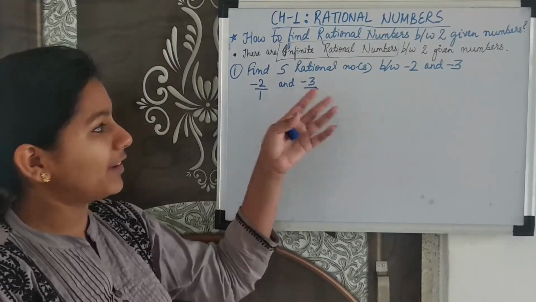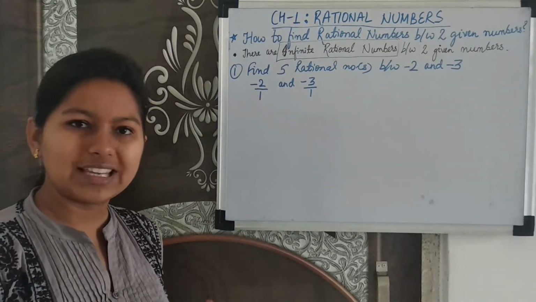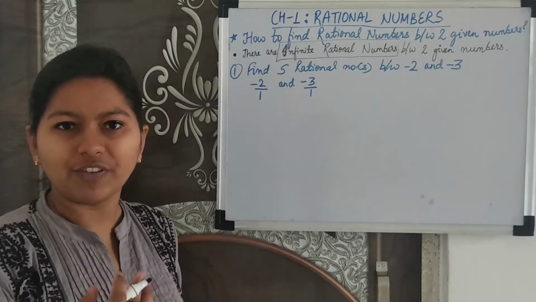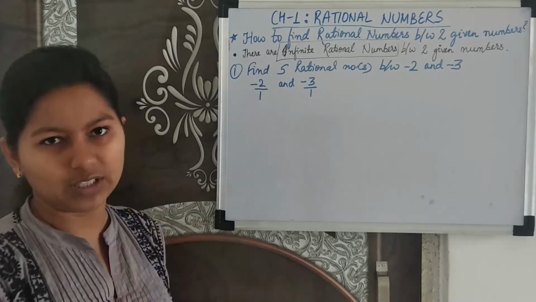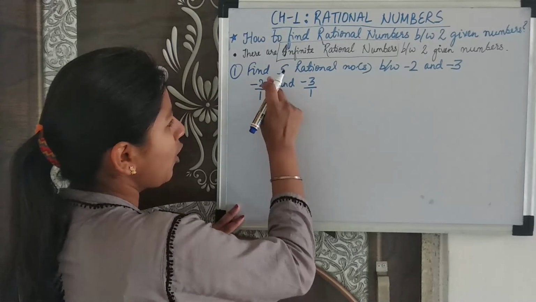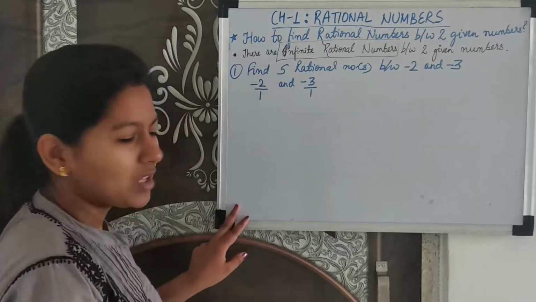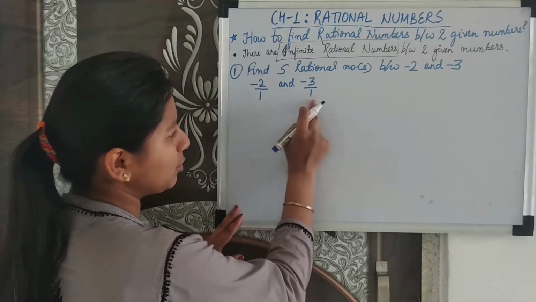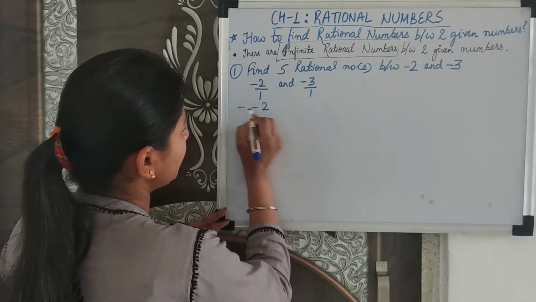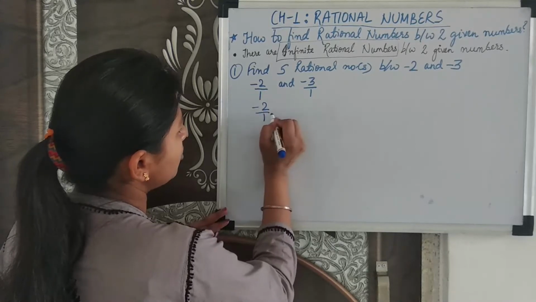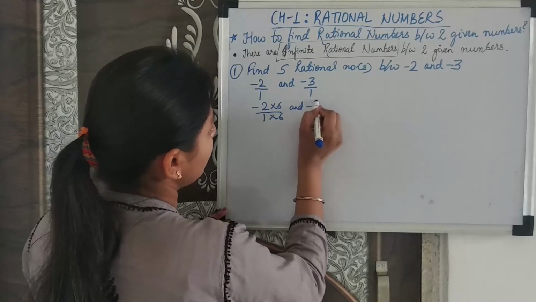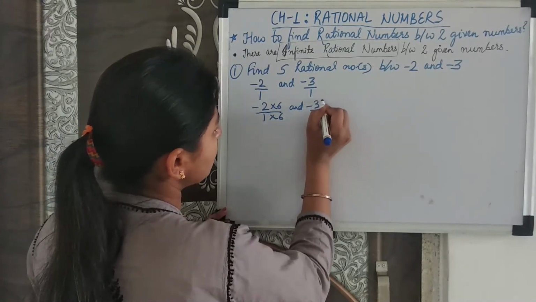We have to find 5 rational numbers. So the logic is very simple. If they want 5 rational numbers, then take one more than that, that is 6. So I will multiply the whole numerator and denominator by 6. Since you can see that both the denominators are same, now we can move to the next step, that is -2 by 1 into 6 and -3 by 1 into 6.